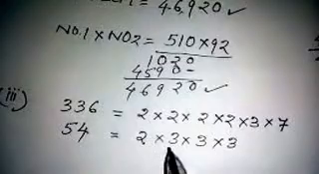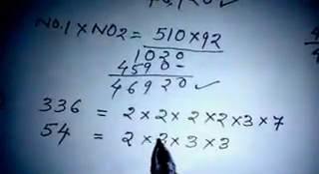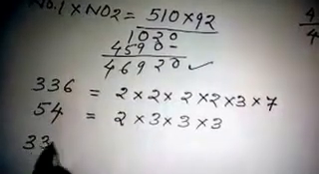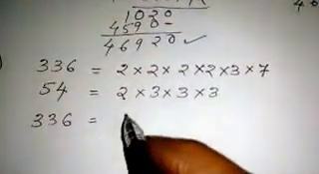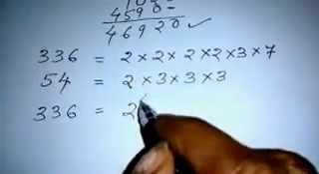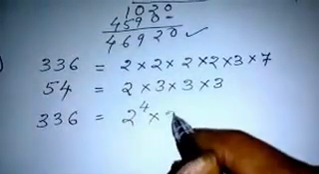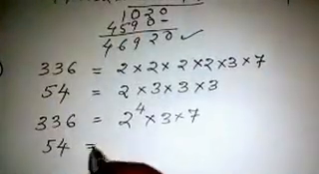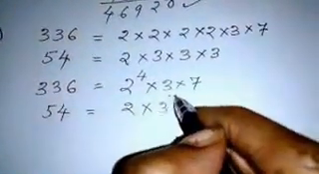When we have many same factors like this, they can be written in exponential form. So 336 is 2 to the power 4 into 3 into 7. That will be convenient for us. And 54 will be 2 into 3 cubed.